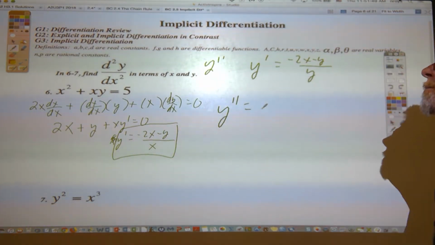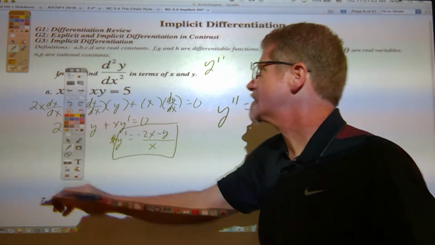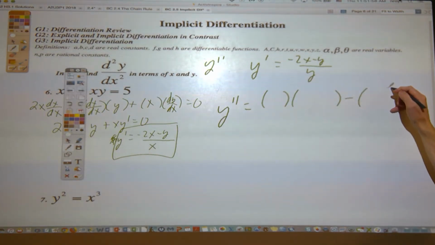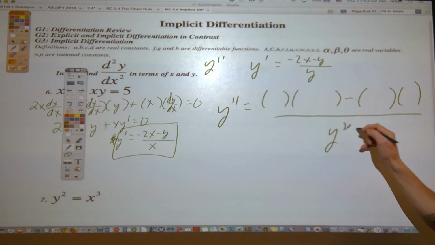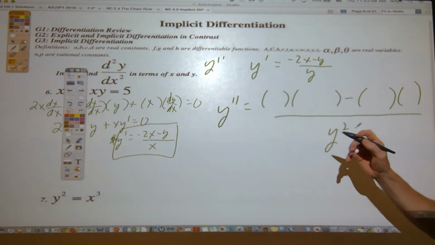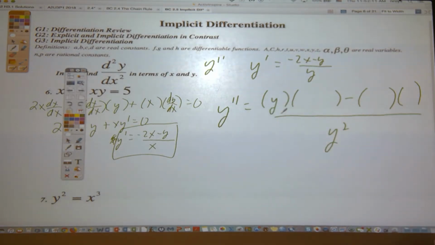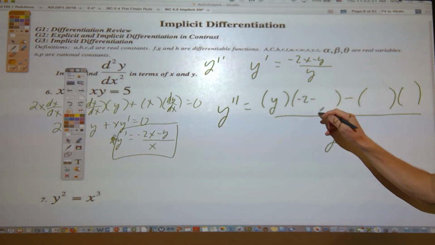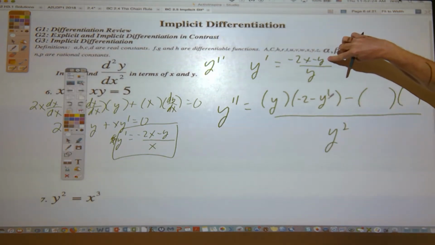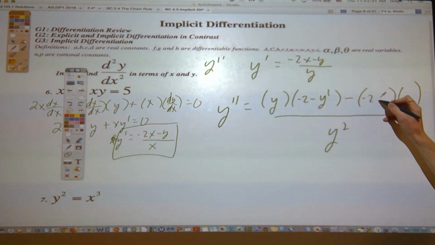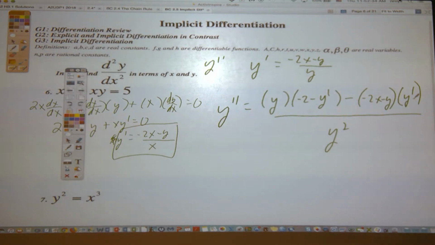To find y double prime, I'm going to set up the quotient rule skeleton of low d high minus high d low, draw the line, square below, so the denominator will be y squared. There is a nuance here that's a little unexpected. So when I'm doing low, that's y. D high is where the surprise is. I'm differentiating with respect to x. D high is going to be negative 2 minus y prime, because the derivative of y is y prime, so it's low d high minus high, which is negative 2x minus y. D low is also y prime.